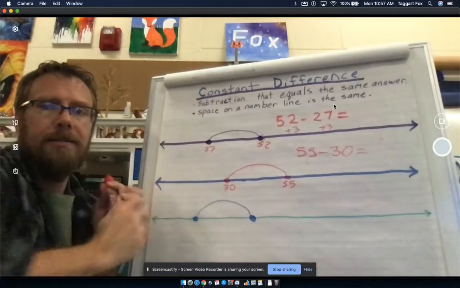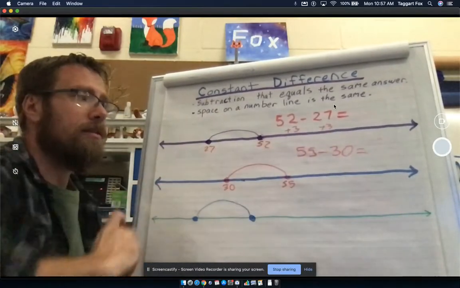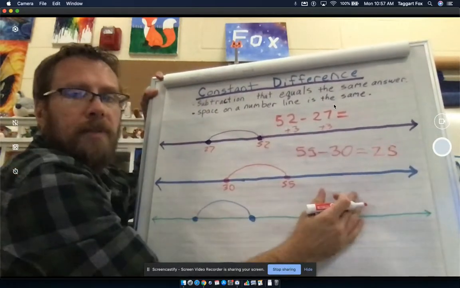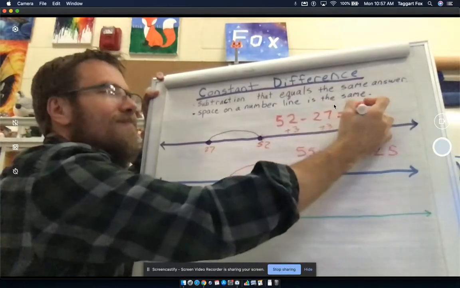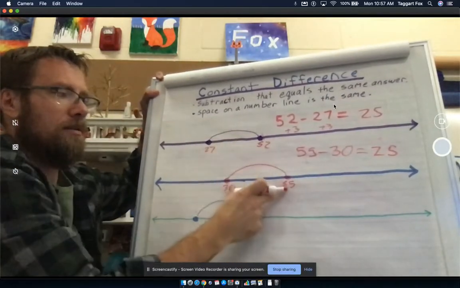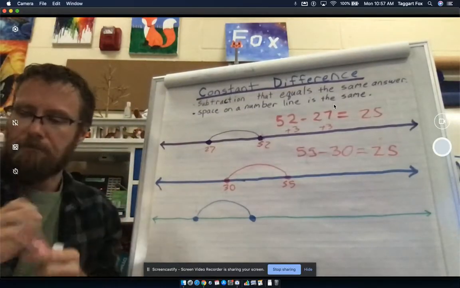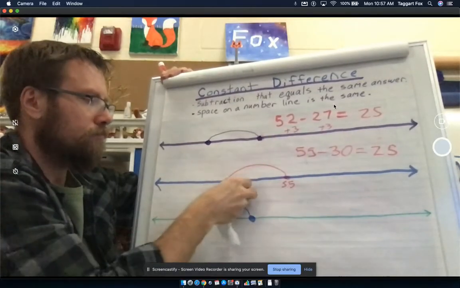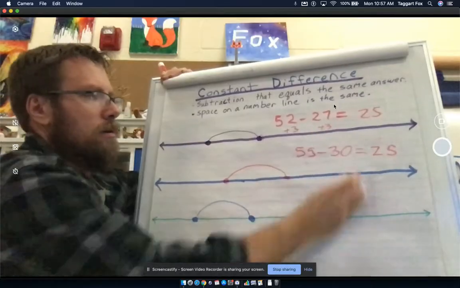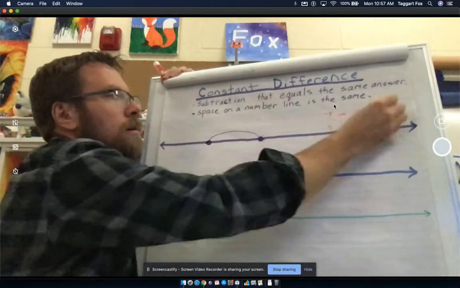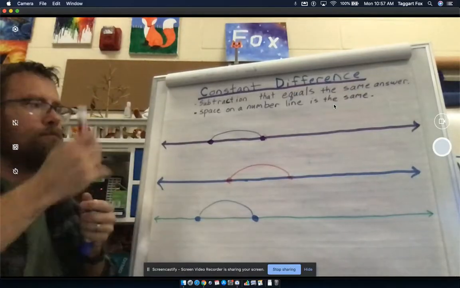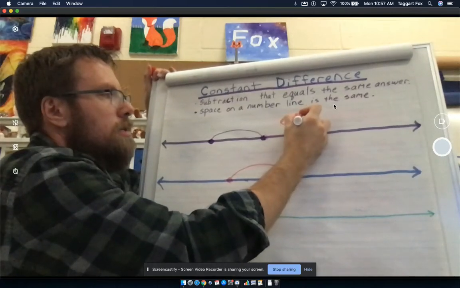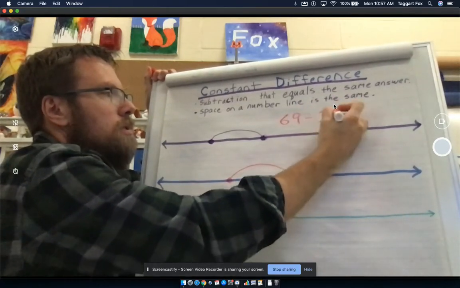That's called constant difference. So 55 back 30 is 55, 45, 35, 25. I can do that in my head. What's the answer to this one? Still 25 because of my constant difference amount. So let's try another one. Let's take 69 minus 22.